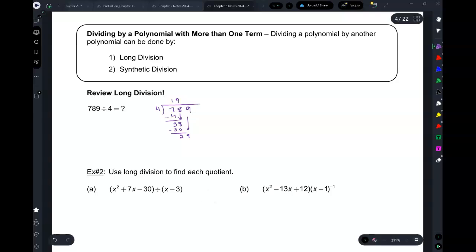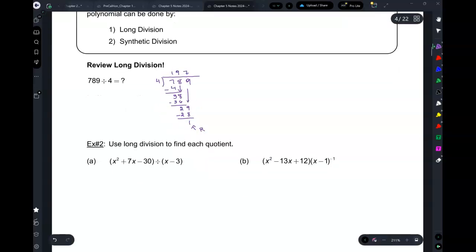29 divided by 4, 7. 7 times 4, 28. Subtract. I have a 1. So 1 is the remainder. All right, so that's how we did it.